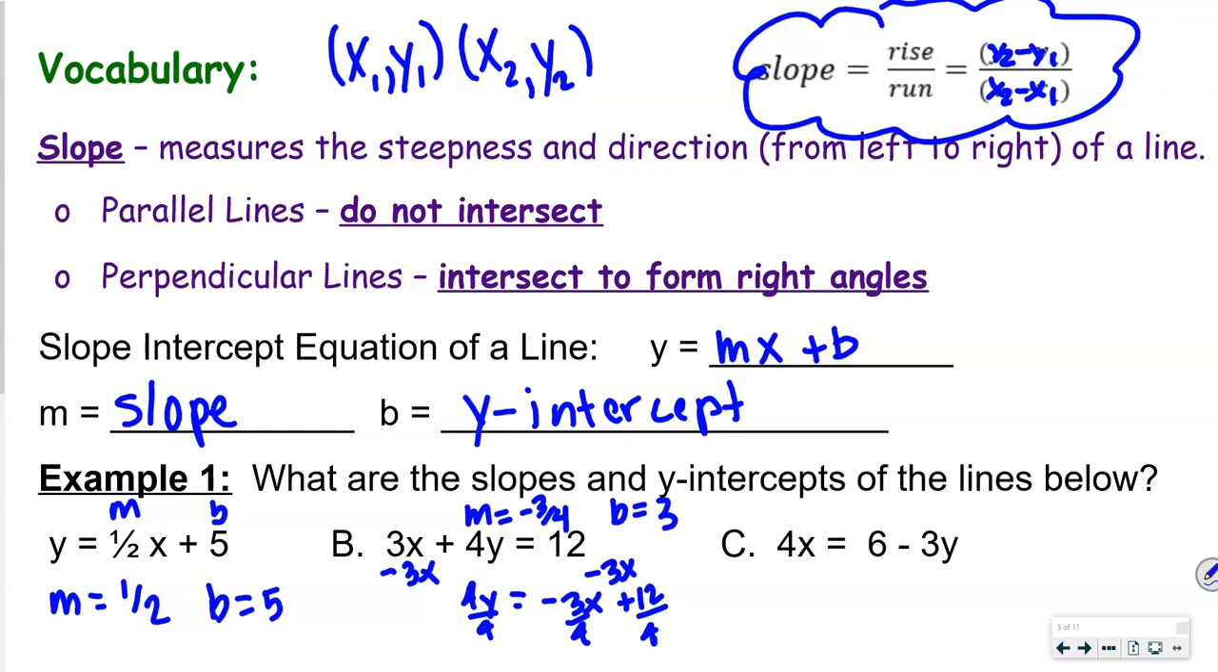Okay, now similarly with c, this time we have a constant on the other side of the equal sign, so I'm going to go ahead and move that constant to the left. So I'm going to subtract the 6 here, so we're going to be left with 4x minus 6 equals negative 3y. So we're going to divide everything by a negative 3 here because we want to get that y by itself. Okay, so now again, notice we have our m right there, right? So m is going to be equal to negative 4/3, and our b is going to be negative 6 divided by negative 3. And so a negative divided by a negative is a positive, right? So 6 divided by 3 is going to be positive 2. So that's our y-intercept, okay?